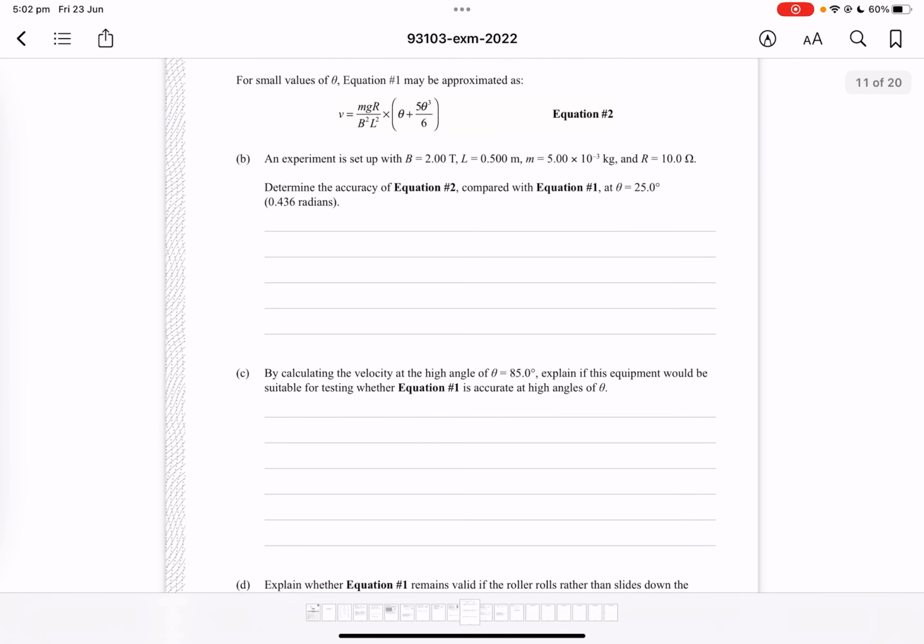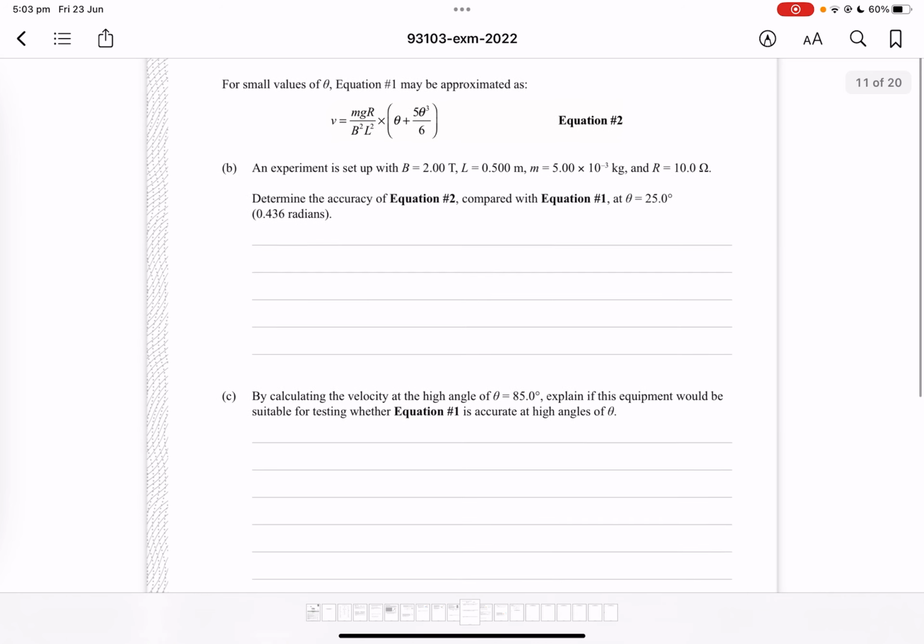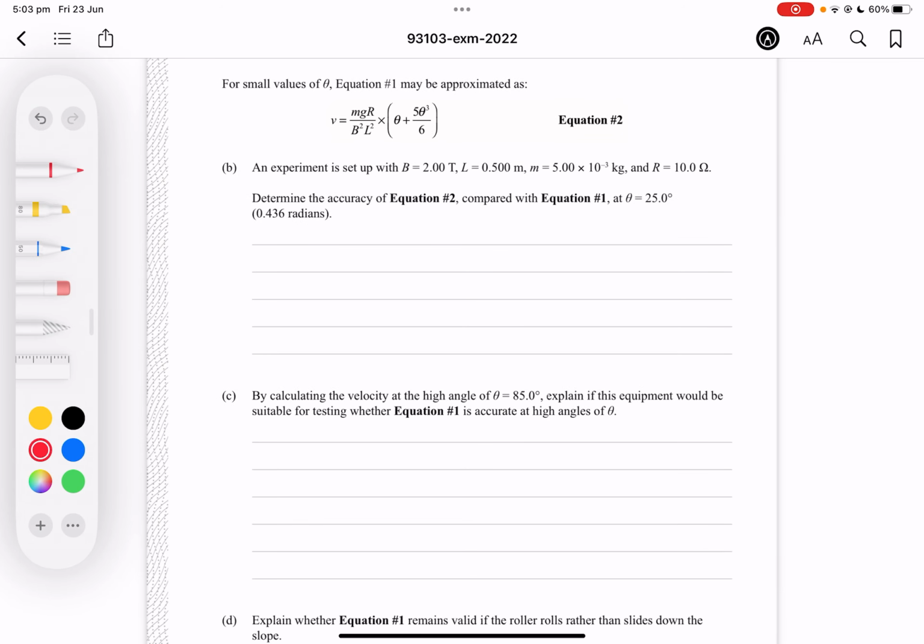Question B. An experiment is set up with B equals 2 Tesla, L equals 0.5 meters, m equals 5 times 10 to the power negative 3 kilograms, and R equals 10 ohms. Determine the accuracy of equation 2 compared with equation 1 at theta equals 25 degrees. I think these questions are pretty simple. It's just a quantitative comparison of the two equations, so we'll substitute those numbers into equation 1 and equation 2 and compare the differences.